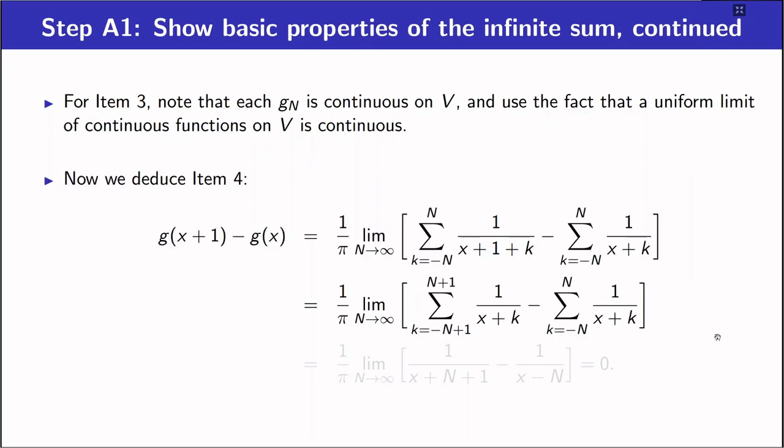For item 4, to show that G is one periodic, we're going to show that this quantity on the left is 0. The right-hand side follows from the definition of G sub n, and since x is shifted by 1, I can perform an index shift in the first sum to match up the summand with that of the second sum. Now everything cancels except for the n plus first term in the first sum and the minus nth term in the second sum. The limit of this is clearly 0, so G is one periodic.